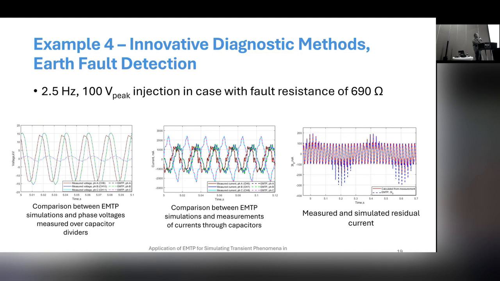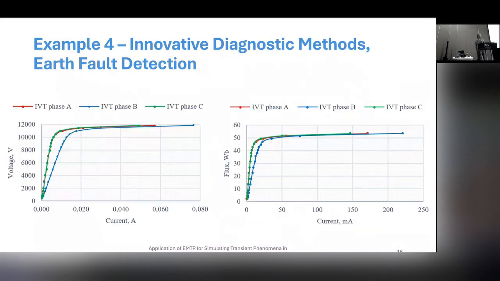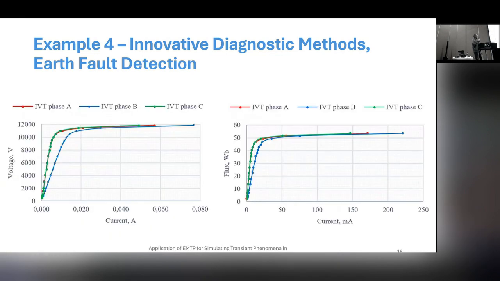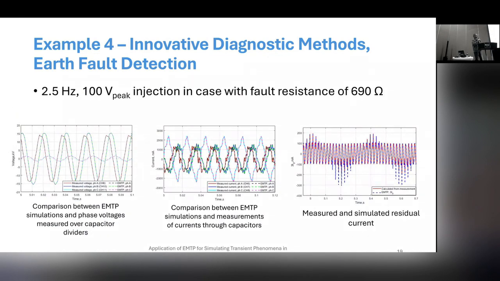Also, if you look at the capacitive currents through the cables, or through the capacitors, measurements and simulation are the same. What is interesting is that if we inject low frequency, then our inductive voltage transformer will get saturated faster. If you reduce frequency, then flux increases for the same voltage, which means that current through the primary winding will increase, and we need to ensure that the IVT will not be thermally overloaded. Here you can see the residual current, overlapping between measurements and simulation.